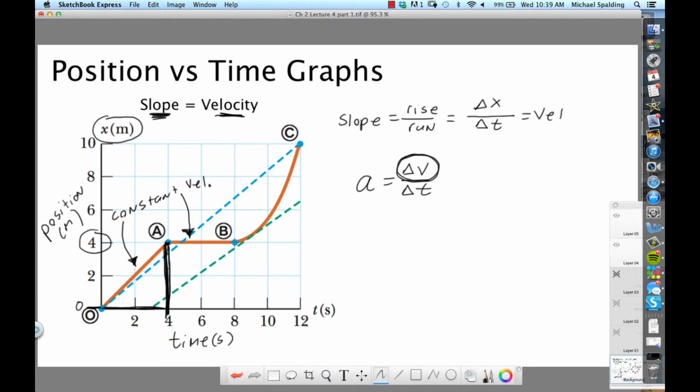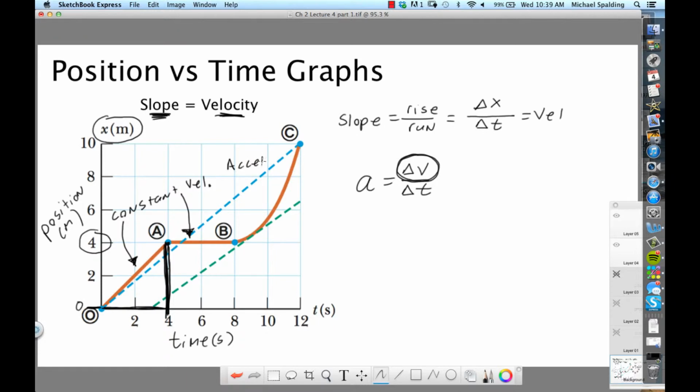Now, what's happening from B up to C? This is the trickiest part. From B up to C, is the slope constant? No. What's happening to the slope from B up to C? It's getting, the slope is getting bigger, bigger, bigger. If the slope is getting bigger, bigger, bigger, that means the velocity is getting bigger, bigger, bigger. What's another name for that?